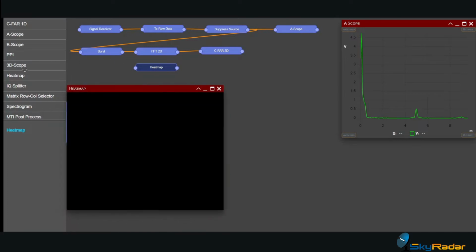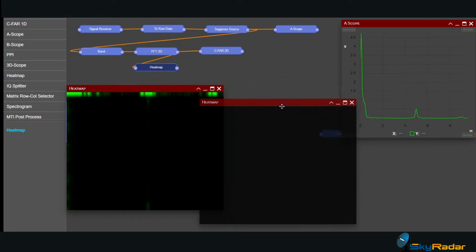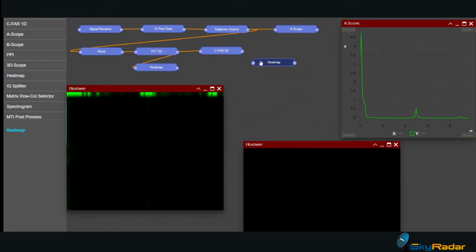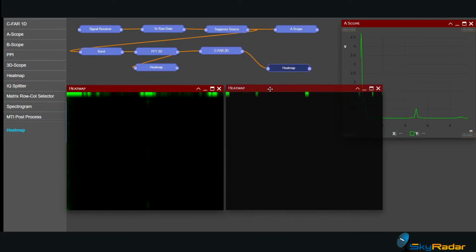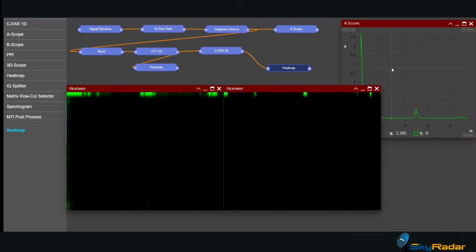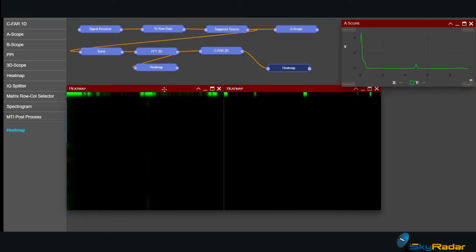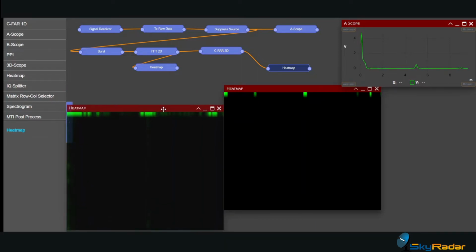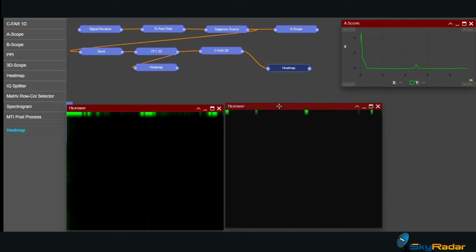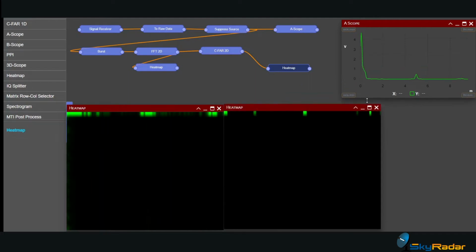Now, as you can see, we are going to connect one of the heat maps at the output of the FFT2D. This heat map shows the Doppler range view of the signal without the CFAR 2D effect, and the second one has the constant false alarm rate included. Let's reorganize a little bit so that we can see the measured signal better.